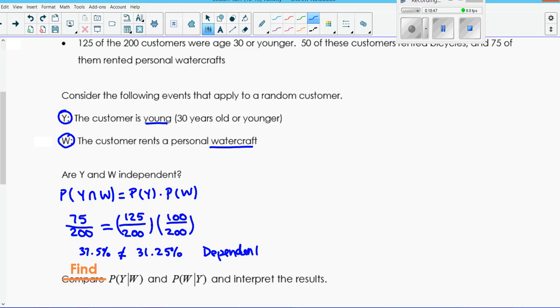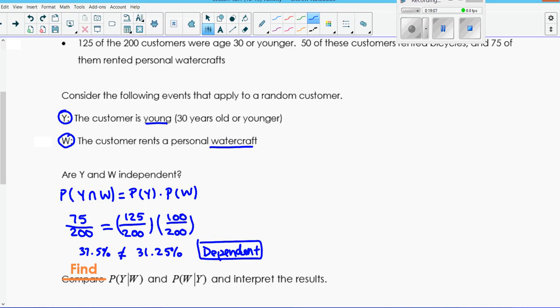Dependent events. Okay, make sure you state what they are. And on your quiz, some of you just went right into your sentence and never actually stated, are they independent or not? So they are dependent events. And then we're going to write a sentence about it and talk about what it means.